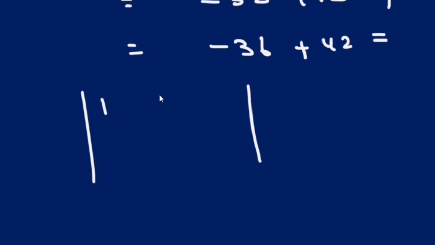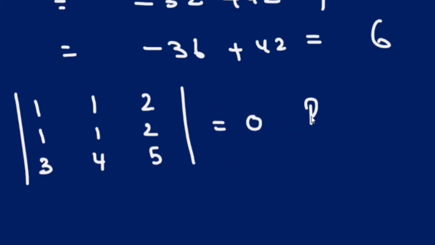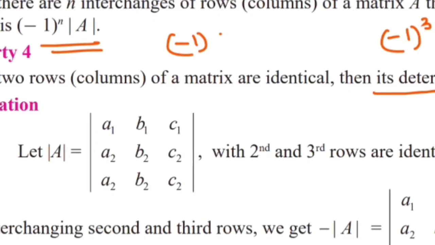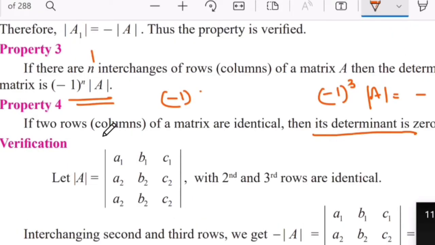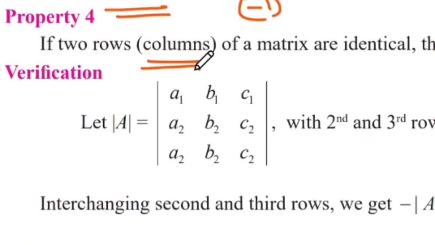Identical means, suppose I have 1, 1, 2 in the first row, the second row also 1, 1, 2, and the third row something else, like 3. If 2 rows are identical, if you expand it, you will get the value as 0. R1 is identical to R2; this is the sign for identical. If 2 rows are identical, you can expand and check. The determinant value will be 0. So whatever we are proving for rows is true for columns also.